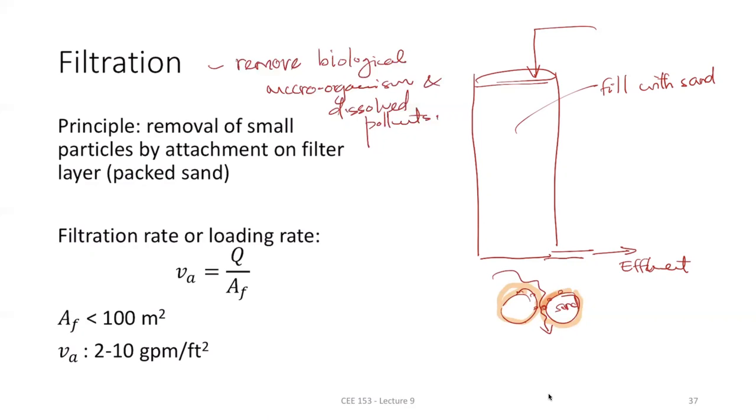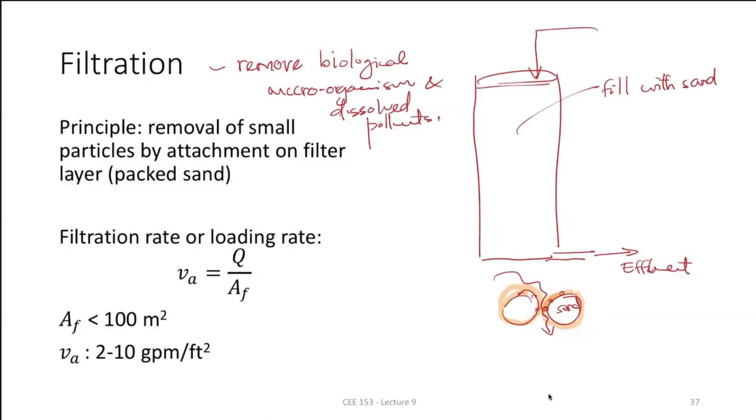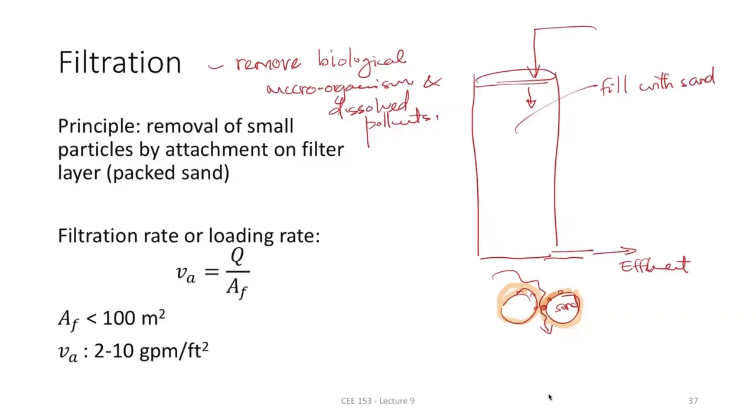Some of the dissolved organic pollutants can be removed because of attachment to the biofilm. For instance, heavy metals can also be removed. Again, in this process, the design depends on the loading rate, how much water you can inject, or the rate at which things are being filtered. Usually that's Q divided by the area of the filter, A_F, that's why we call it area of the filter. That's the loading rate, V_A, basically the flux at which water moves. Our loading rate, the filtration rate, is Q over A_F.